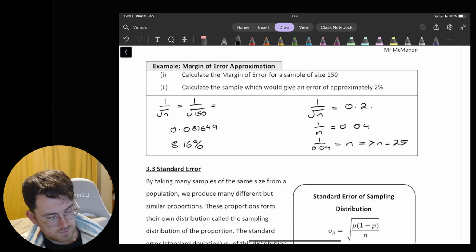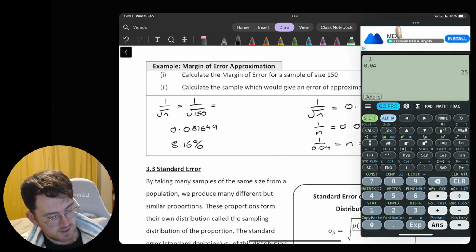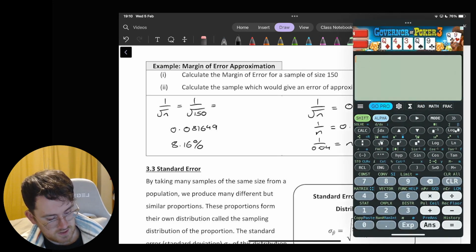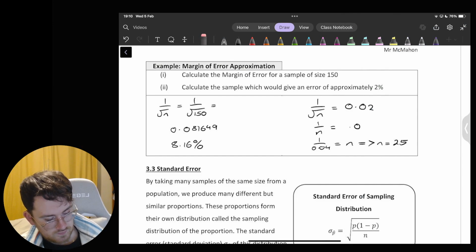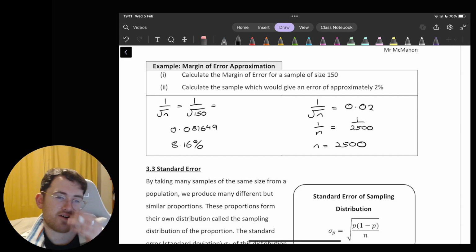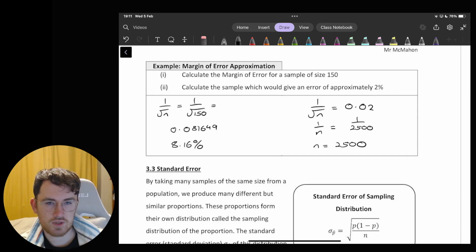Or sorry, excuse me, I've typed that incorrectly. I was thinking that error was very, very small, 0.02. I do apologize. That makes much more sense though. 1 over 0.0004 is 2,500, yes, of course. And of course, then n is 2,500. Much more accurate. How could I have a 2% chance of error with only 25 people?